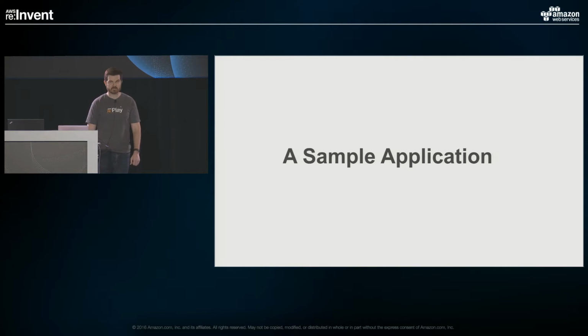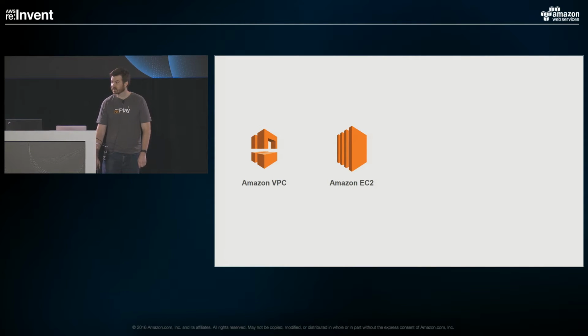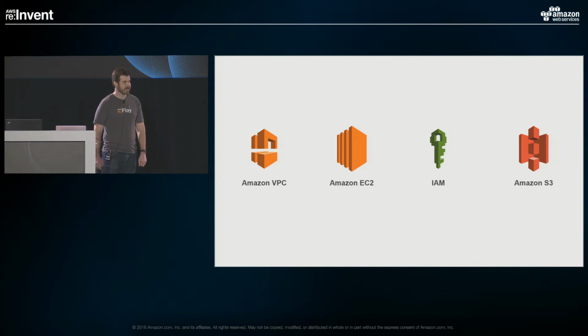So in order to illustrate these tenets, I'm going to go over a sample application we're going to be building throughout this session. In the sample application, I'm going to be using Amazon VPC to create a virtual private cloud. Then I'll be using Amazon EC2 to launch instances into that VPC. I'll be using IAM to create roles for that instance, such that the EC2 instance can then get temporary security credentials and upload files to S3.